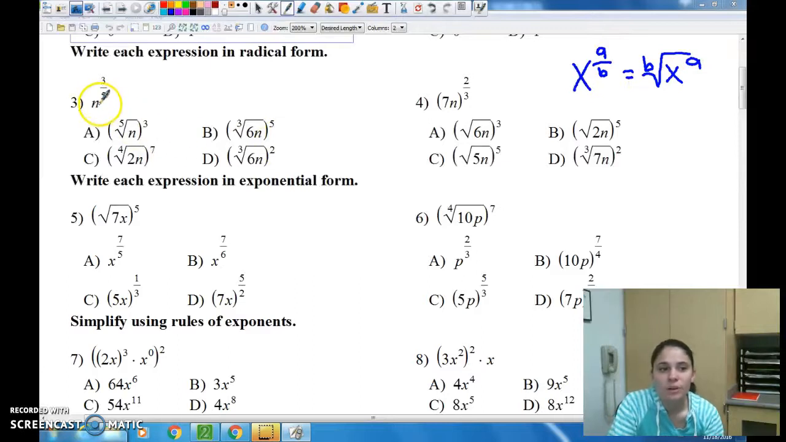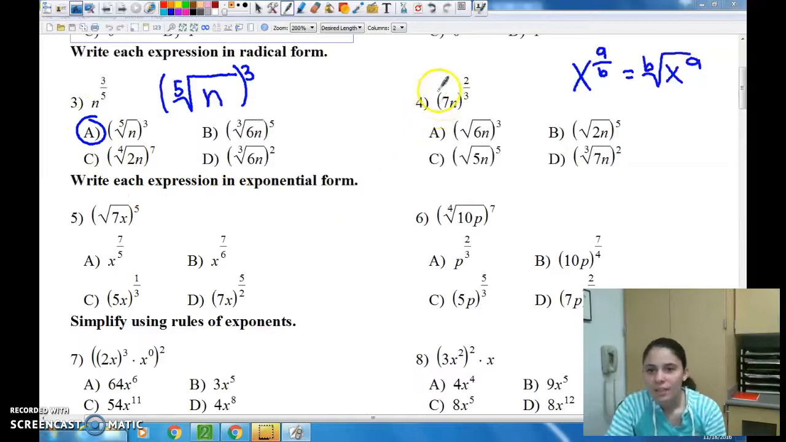So if we start here with number 3, this denominator is going to be my root number, so I have 5, and then my root, and I have n, and then the 3 is my exponent number to the 3rd. So I have the 5th root of n to the 3rd, which right here is letter A. And then on number 4, I use the same idea. So the 3 is my root number. And then I have my 7n.